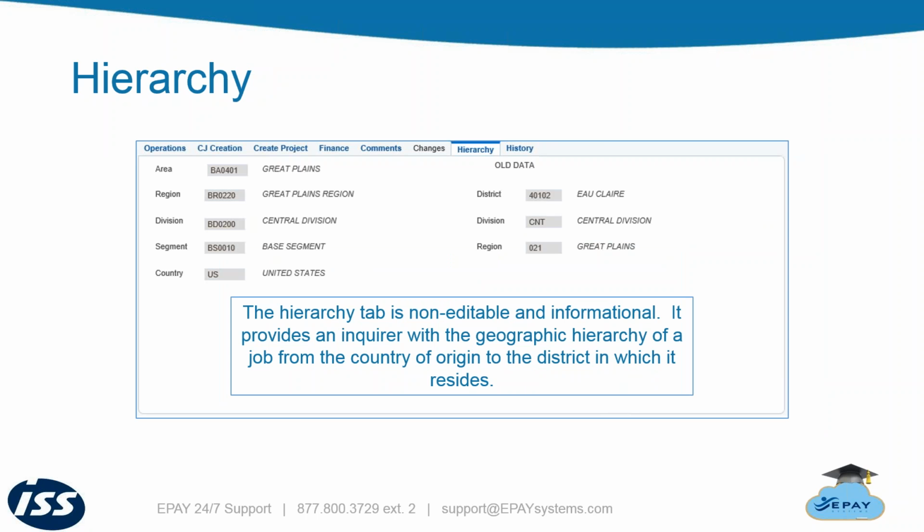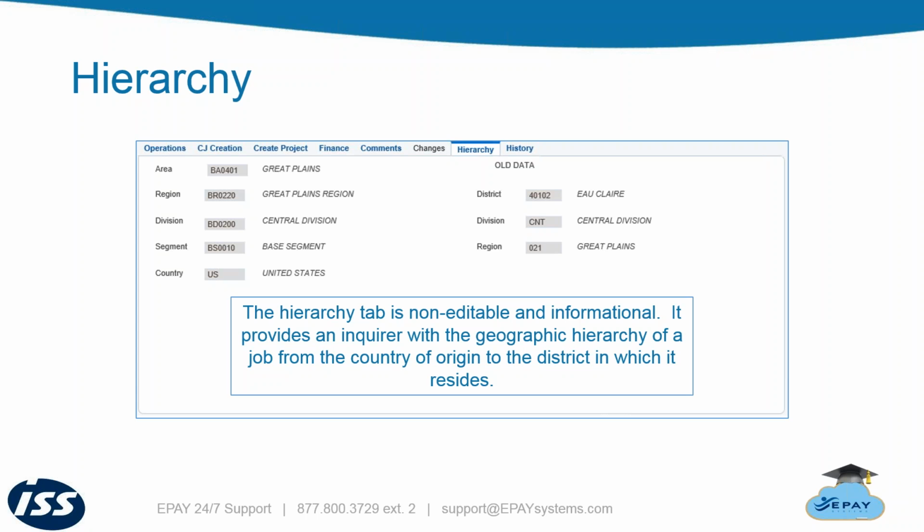So next you'll see the Hierarchy tab, and it's non-editable, it's purely informational, and it provides an inquirer with the geographic hierarchy of a job from the country of origin to the district in which it resides. So nothing that you guys really have to worry about at the time of the job setup. It kind of does it for you on the back end, and it's just informational.